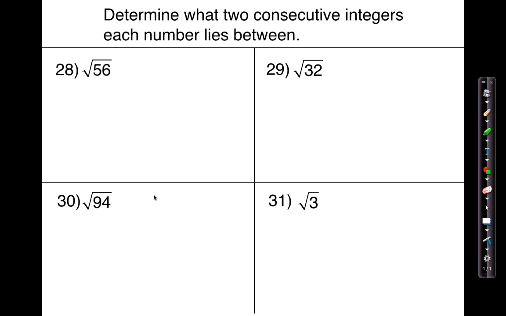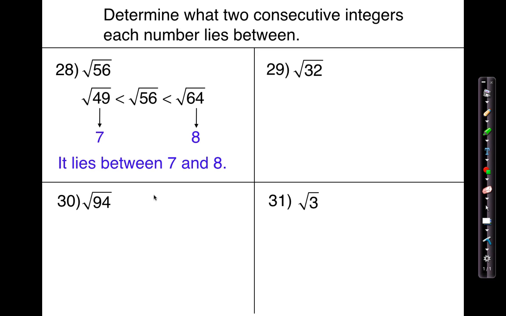Okay, so let's see how we did. Number 28, the square root of 56 lies between the square root of 49 and the square root of 64. And I know the square root of 49 is 7, the square root of 64 is 8, so I'm going to say it lies between 7 and 8. Number 29, the square root of 32 falls between the square root of 25 and the square root of 36. Square root of 25 is 5, the square root of 36 is 6, so I'm going to say it lies between 5 and 6.